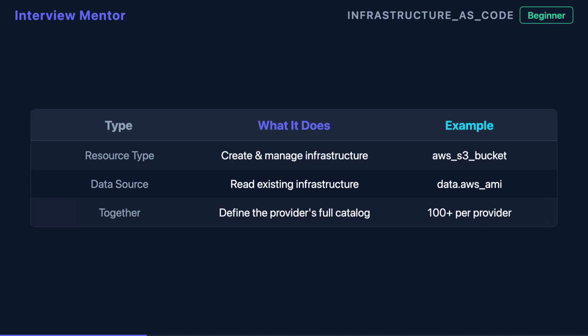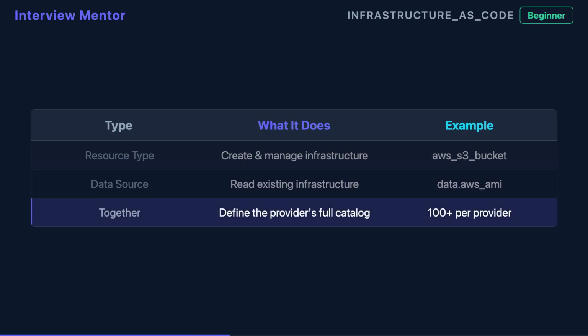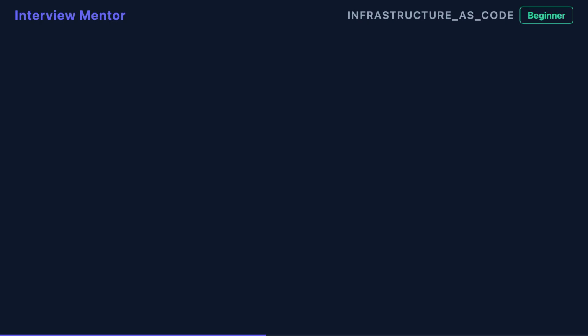Each provider ships with two key things: resource types and data sources. Resource types let you create and manage infrastructure, like an AWS S3 bucket or an Azure virtual machine. Data sources let you read existing infrastructure without managing it. Think of the provider as a catalog of everything Terraform can interact with on a given platform.